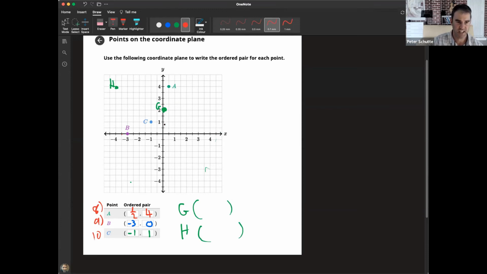So for G, you'll see that it's in line with where X is 0. And then it's going to be 2 on the y-axis. And for H, I'm in line with -4. And then I'm in line with 4 over there.